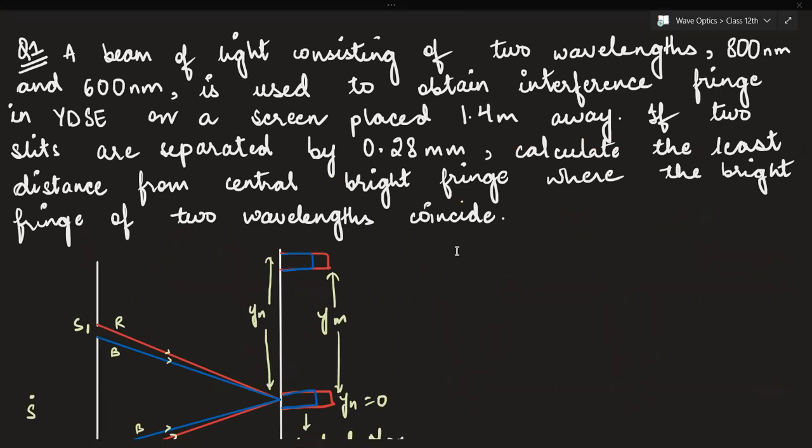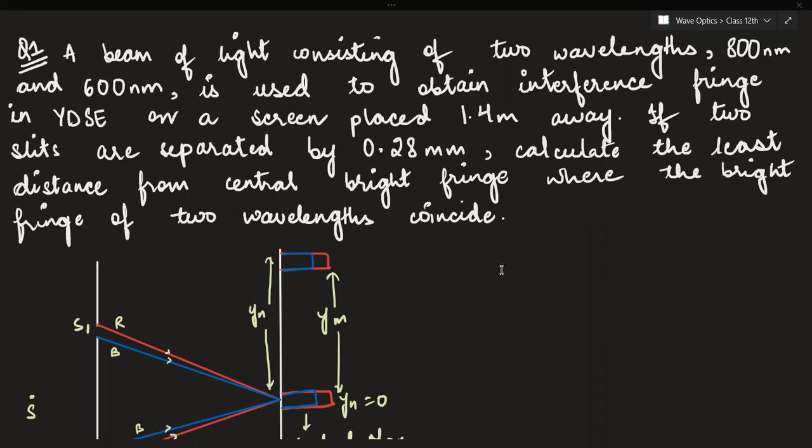See, this question I wanted to discuss. It says that a beam of light consisting of two wavelengths, 800 nanometer and 600 nanometer, is used to obtain interference fringes in YDSE, Young's double slit experiment, on a screen placed 1.4 meters away. So the separation between screen and slit is 1.4. Is 1.4 small d or capital D from our calculations? Yes, Astha, capital D.